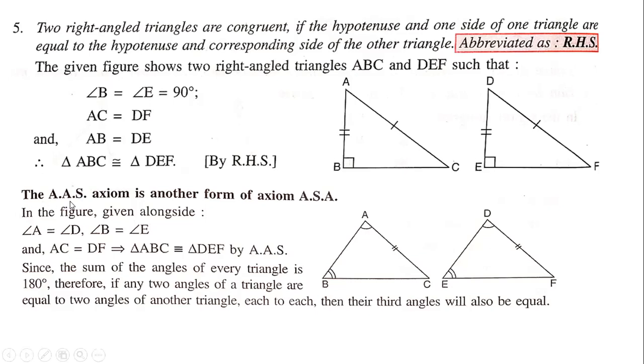The axiom AAS, angle angle side, is another form of angle side angle. See, this is what we have done earlier. You have to memorize that the angle angle side axiom is another form of angle side angle. Here in ASA, that side must be the included one. This is compulsory for that side. But here in this case, no compulsion. You have to just check angle, angle, side or angle, angle, this side. Choices according to the question we can check.